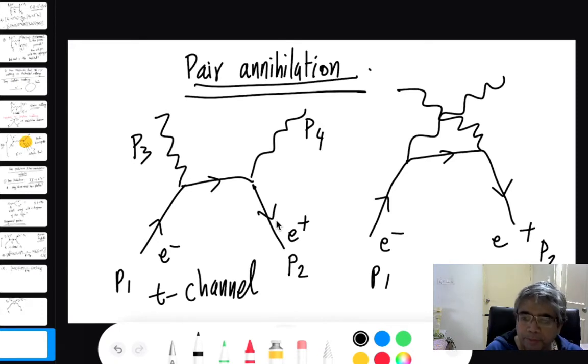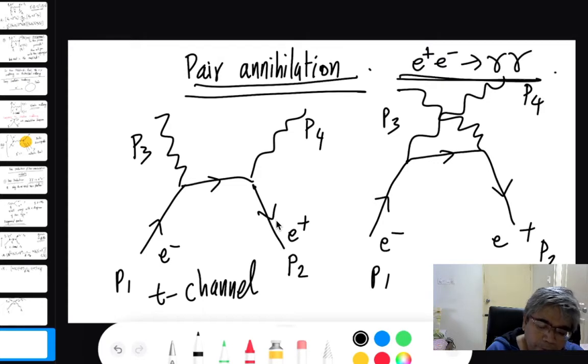Whenever an electron and positron come together, they give not one photon, but instead two photons actually. So what is the minimum energy of these photons? For example, if both of them are at rest, the minimum energy of each photon would be half of 2 mu, which is essentially mu.